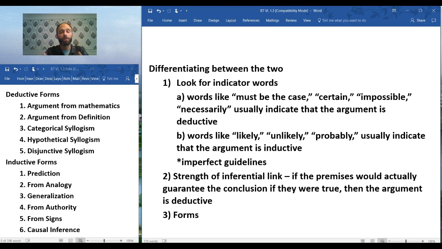And finally, you can try to determine the specific form of an argument, and I gave you 5 deductive argument forms and 6 inductive argument forms that you can use to try to figure out if the arguments are inductive or deductive.